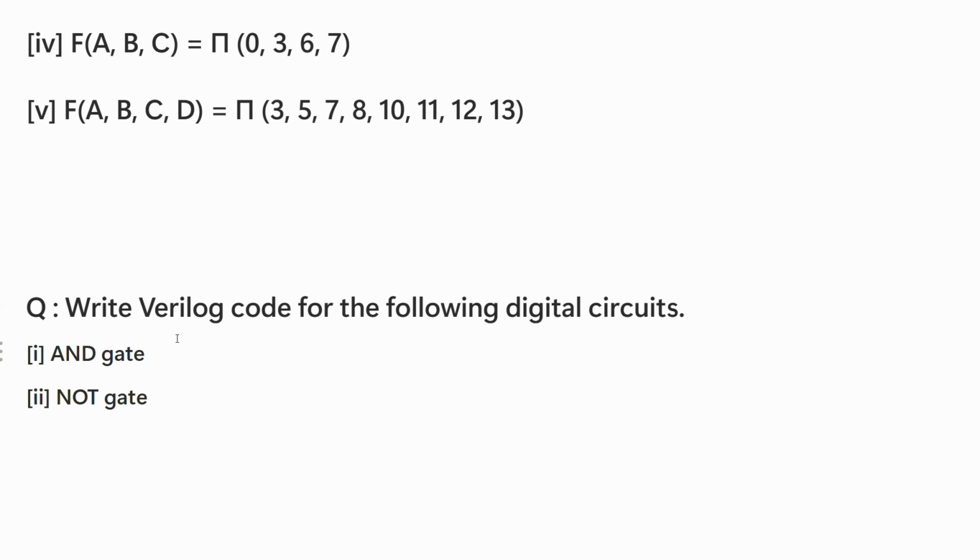Now our next question is: write Verilog code for the following digital circuits. Verilog code is also very important. The AND gate and NOT gate. This is very easy. You can go and check it out from my playlist. I have explained it very well. Now we are moving toward module 2.